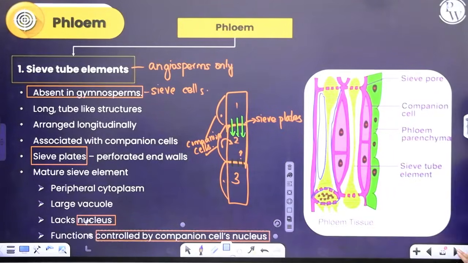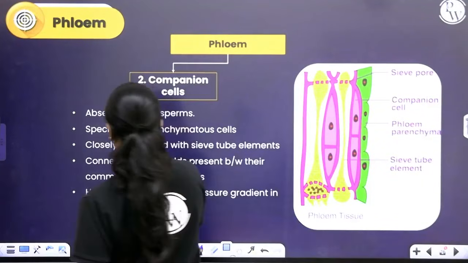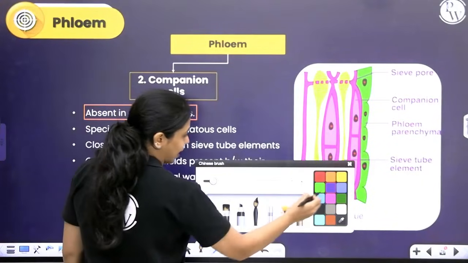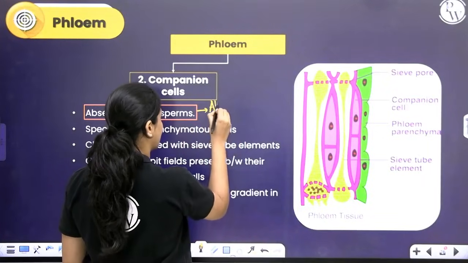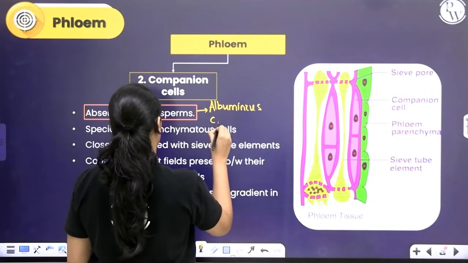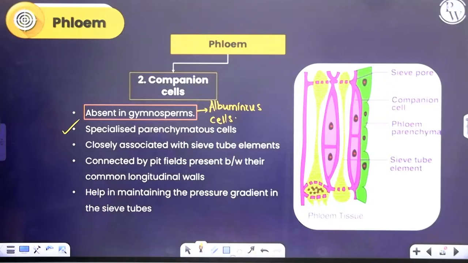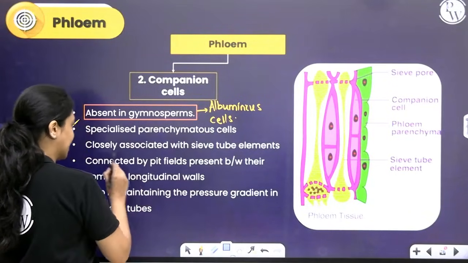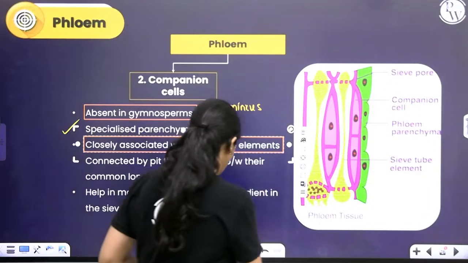Okay, now let's talk about companion cells. Again, these are absent in gymnosperms. They are found only in angiosperms. In gymnosperms, instead of companion cells, you have something called albuminous cells. Companion cells are basically a special type of parenchyma itself. Like I mentioned earlier, they are very closely associated with sieve tube elements. There will be pit fields.